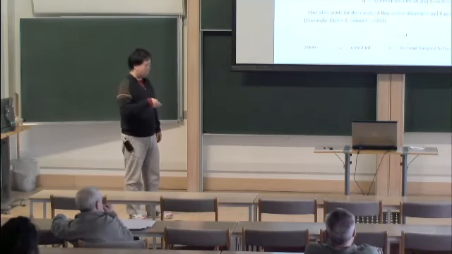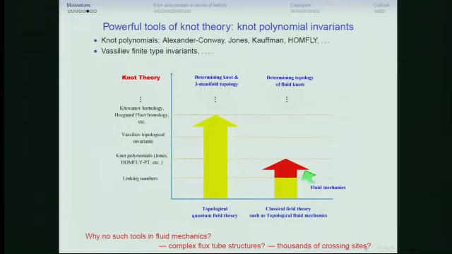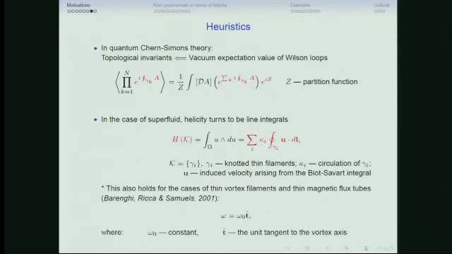Another reason is, in fluid mechanics, in such a system, we have thousands of crossing sites. That's much more complicated than the ideal case in quantum area. Okay, now let's do some mathematical job.